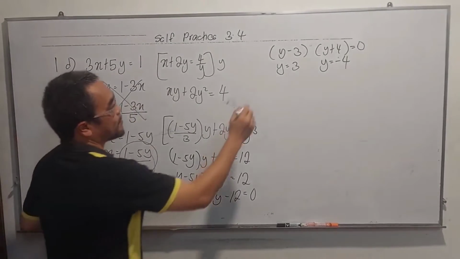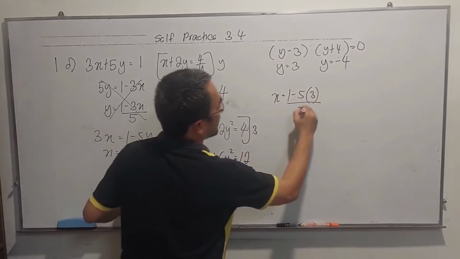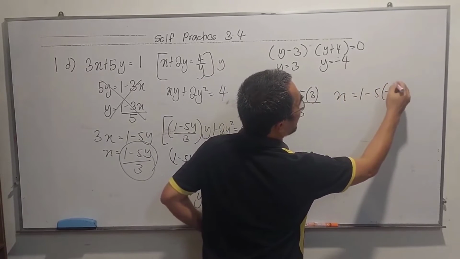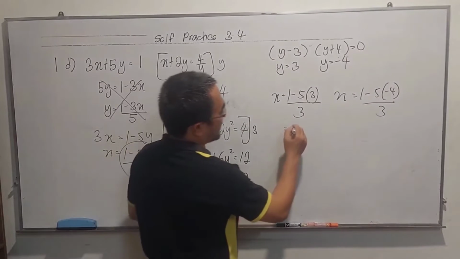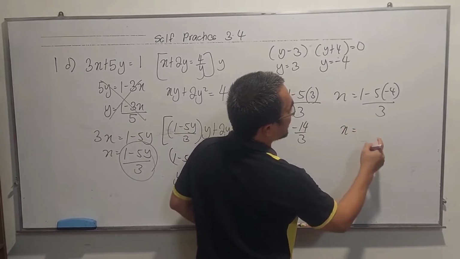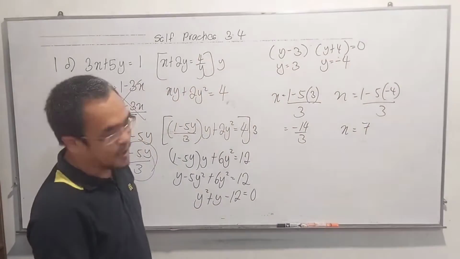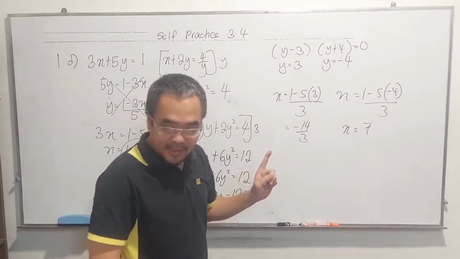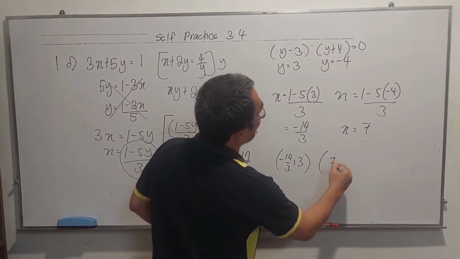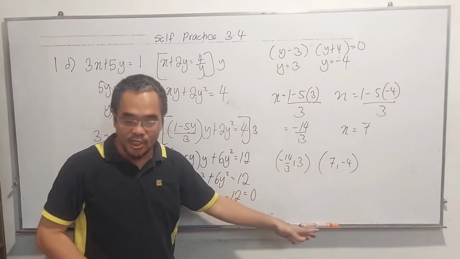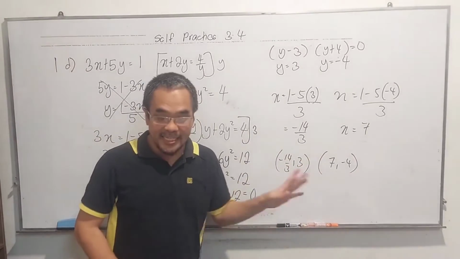Then find the x. So x is 1 minus 5y over 3. This is 15. 1 minus 15 will be negative 14, so negative 14 over 3. And the other one is 20, and plus 1, 21 divided by 3 is 7. So you get the two values of y and two values of x. If they're asking for coordinates, then write down like this: negative 14 over 3, 3 and 7, negative 4. If we are talking about intersection points and they're asking you for the coordinates. In this case you do not have to write this.